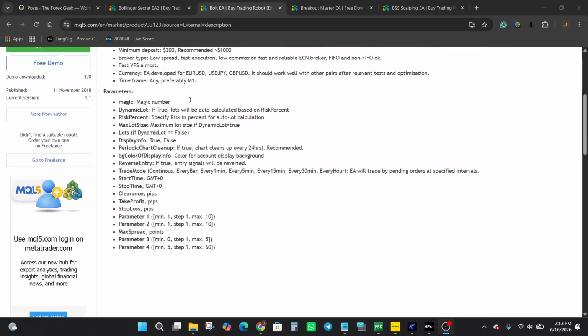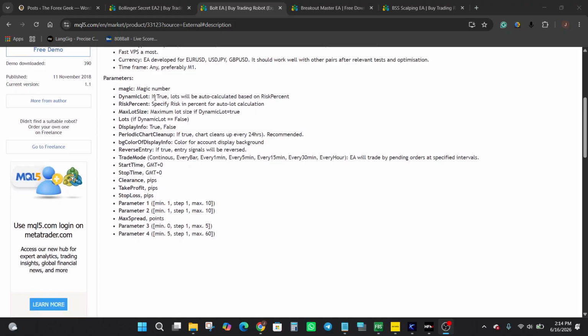So as I continue through the description, the developer also highlights several built-in safeguard mechanisms intended to reduce the impact of spread widening, slippage, and other unfavorable market conditions. That is important because execution quality can play a major role in the performance of any automated trading system.